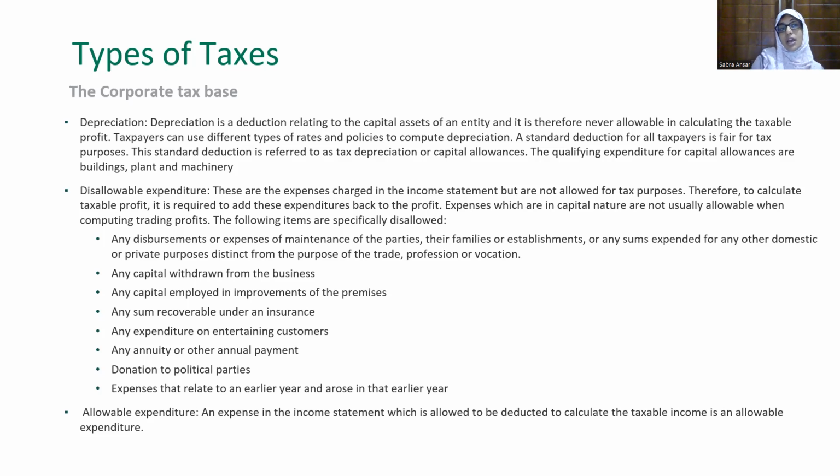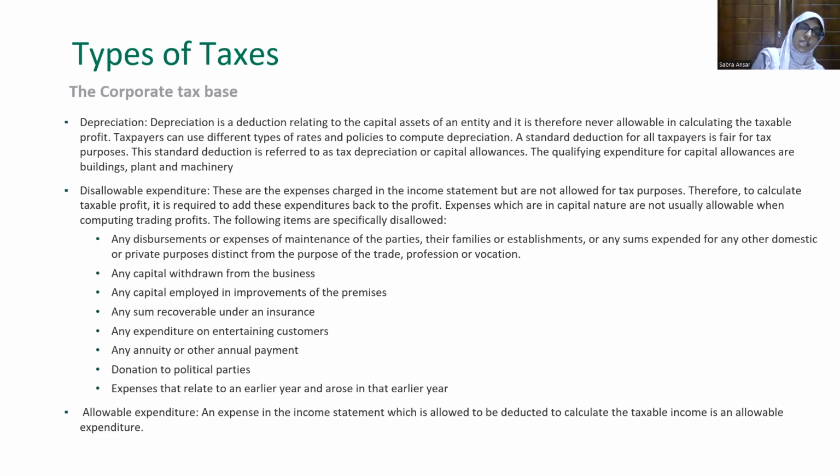Now, looking at disallowable expenditure. What is disallowable expenditure? These are the expenses charged in the income statement which are not allowed for tax purposes. To calculate taxable profit, it is required to add this expenditure back to the profit, as expenses which are capital in nature are not usually allowable when computing the trading profit. And these items are specifically disallowed.